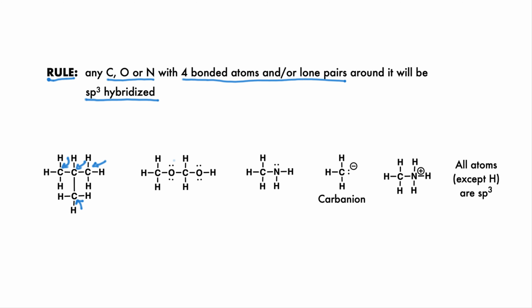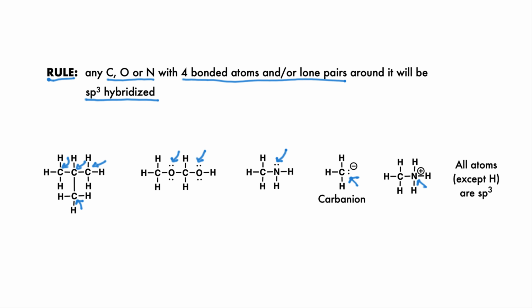We don't have time to derive the hybridized orbitals of oxygen and nitrogen, but the rule applies to them too. Oxygen, with 2 bonds and 2 lone pairs, is also sp3 hybridized because it has 4 groups around the atom. Nitrogen, with 3 bonds and 1 lone pair, is also sp3 hybridized. The simple carbanion with 3 bonds and 1 lone pair is sp3 hybridized, as is this nitrogen with 4 bonds to other atoms.